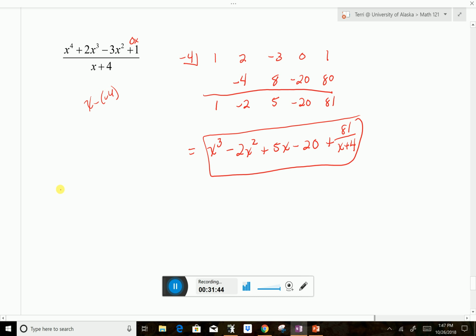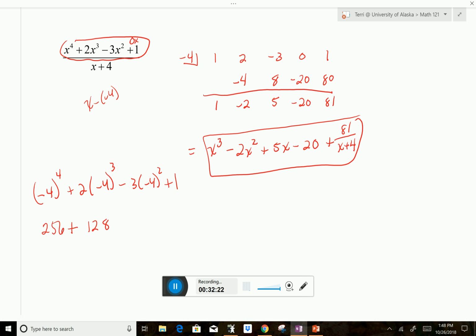And I can also find out that f at negative 4 is 81, because if I had negative 4 to the 4th plus 2 times negative 4 cubed minus 3 times negative 4 squared plus 1. So that's 64, plus, let's see, no, that's more than 64. That's 256. Plus, that's 64 times 2. That's 128. So we're at 128 right now, right? Minus 3 times 16, which is 48, plus 1.